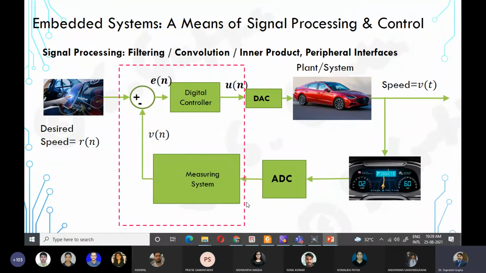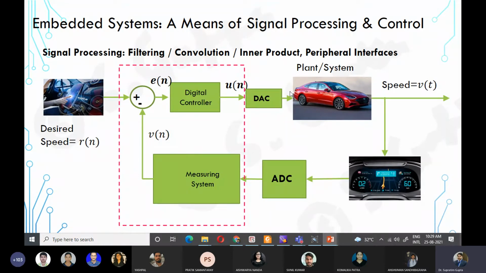So this dotted line with red color is the processor, or our embedded system. Okay. And then the error generated is also discrete in nature. So our controller is a digital controller, and it is producing a signal which is digital, or discrete, in nature. But this car is an analog system. So we need the conversion of this digital signal into analog.